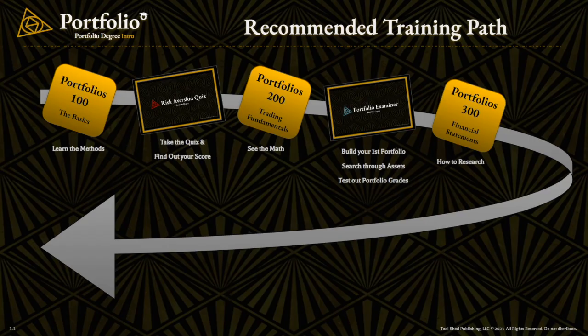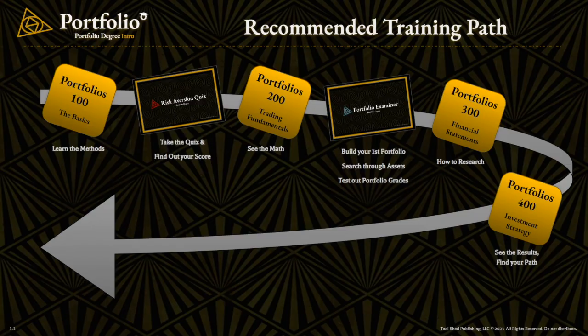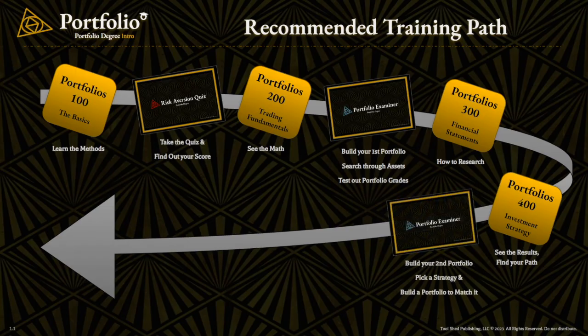Next, Portfolios 300 will help you better understand the financial statements in an effort to know where to look when you're doing your research. Portfolios 400 is where you can see the results of the different strategies and begin to understand how to define your path. And once you've covered strategy and research, you'll want to navigate back to Portfolio Examiner and build your second portfolio. This time you'll pick a strategy and build a portfolio to match it. And that way it'll help you reinforce that there are strategies behind these metrics, and you leverage those strategies by building your portfolio in a certain way.